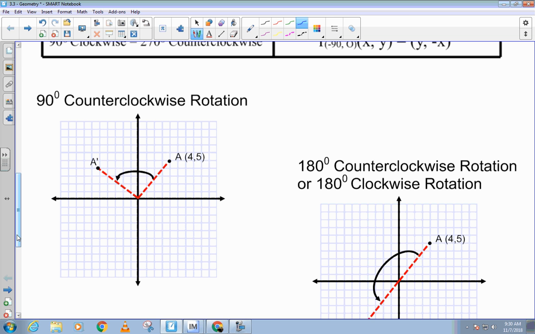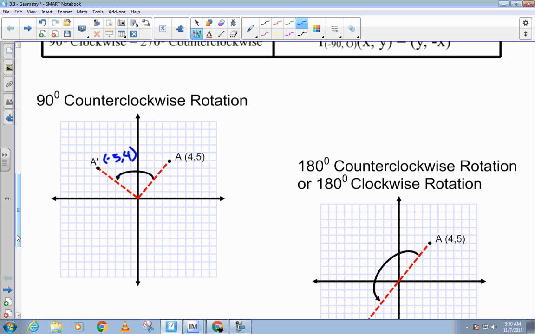Okay, so here's my A, and its ordered pair is (4, 5). The rule is, if you're going to rotate 90 degrees counterclockwise, you change the sign of the y and they switch places. So the 5 becomes negative and they switch places. This is now my new x.